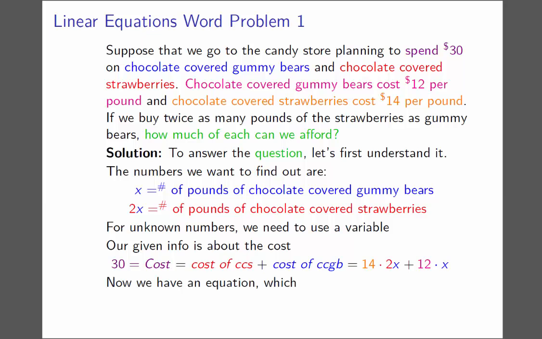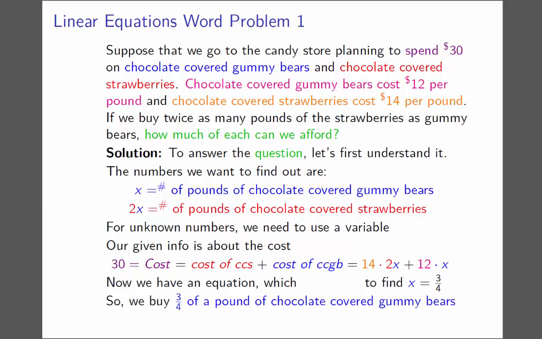Now we have the equation 30 equals 14 times 2x plus 12 times x, which we can solve. If you would like to see it solved out, click the purple link. Solving it, we find that x has to be 3/4. So we buy 3/4 of a pound of chocolate-covered gummy bears.